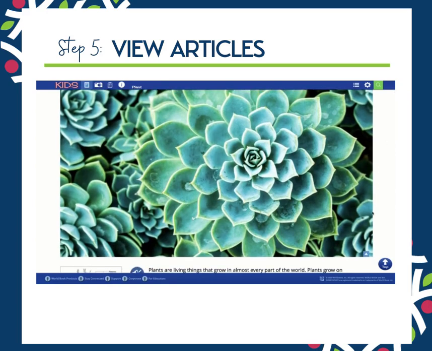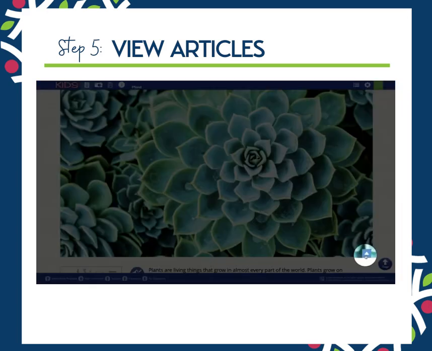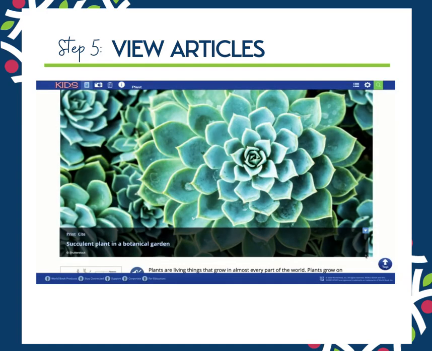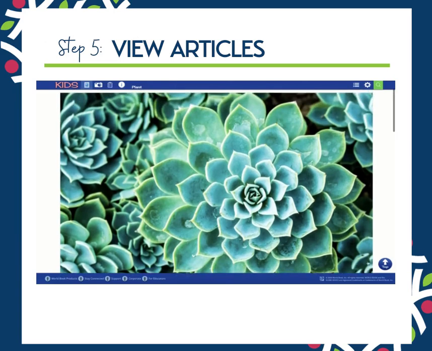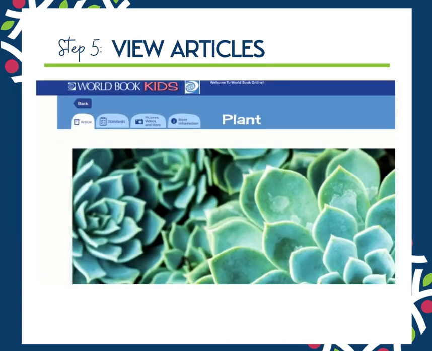Click the blue triangle in the bottom right-hand corner to reveal the caption and photo credit, and simply click it again if you want to hide it. Each article is organized using 4 tabs, which you can see at the top. The article view, standards, pictures, videos, and more information. We'll check out the article view first.